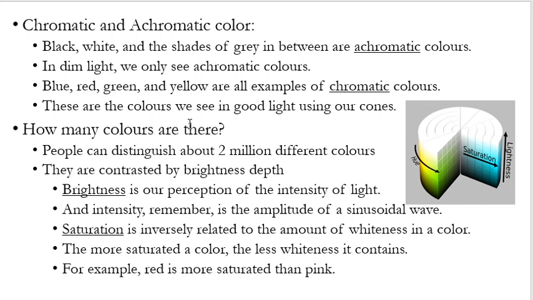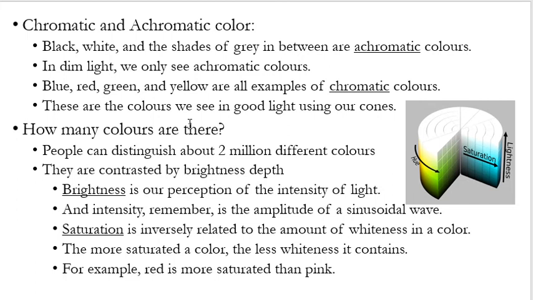Okay, so in dim light we see only achromatic colors. I don't know, maybe some of you see red when you switch off the lights. You never know, but blues, reds, greens, and yellows are all chroma, from the word color. So chromatic colors, it's like saying colorful colors. These are colors that we see in very good light, and we use the mechanism of cones. All right. So how many colors are there?